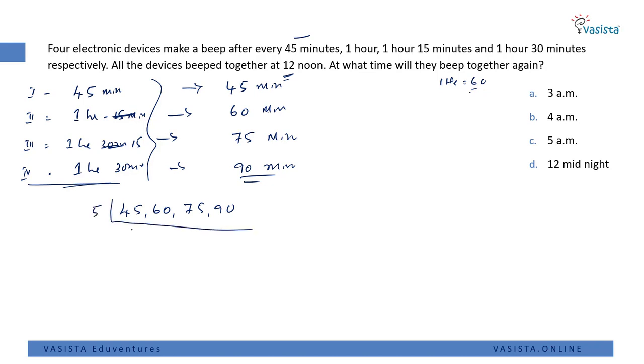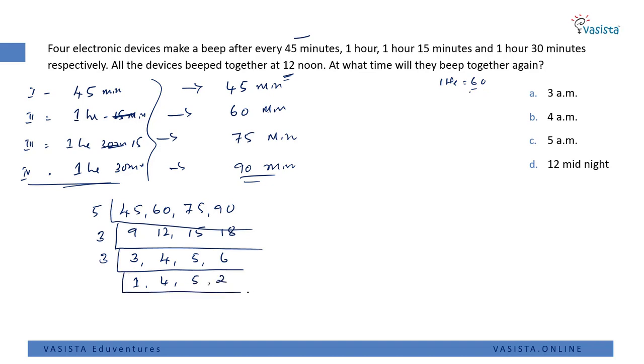So let me go with 5 9s are 45, 5 12s are 60, 5 15s are 75, 5 18s are 90. Again go with this. I can divide by 3: 3 3s are 9, 3 4s are 12, 3 5s are 15, 3 6s are 18. So again I'll go with 3 1s are 3, 4 I can't divide, 5 3s are 15, 3 2s are 6. Further I go with 2, so 2s are 6 and 1.